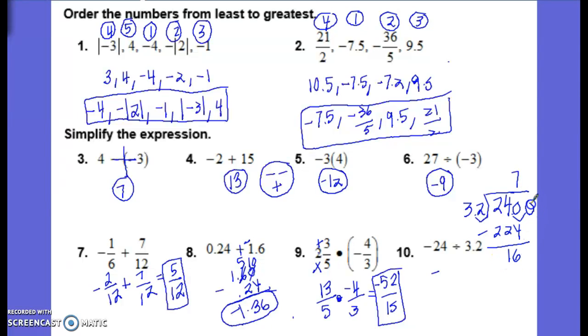Okay, bring down a 0. So now you think, how many times does 32 go into 160? Well, you do your guessing and checking. Turns out to be exactly 5. Okay, so don't forget your decimals here because we moved it over. So your answer is going to be 7.5. Okay? Positive or negative, guys? Negative. Because it's a negative divided by a positive.